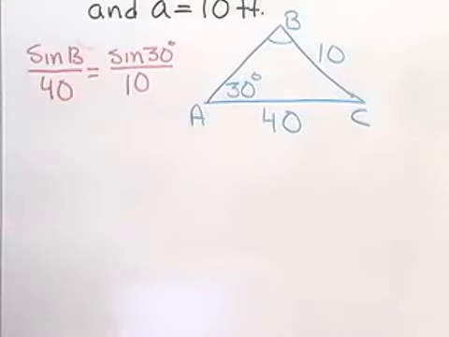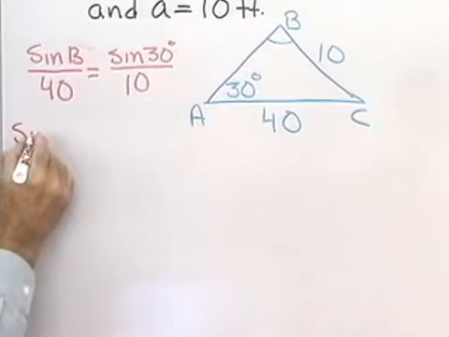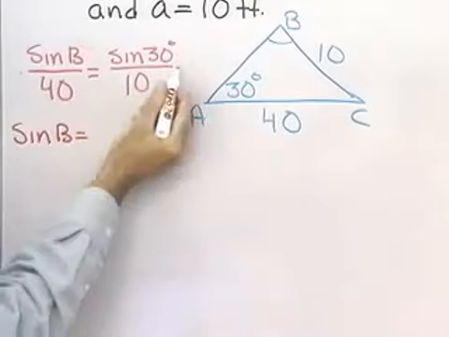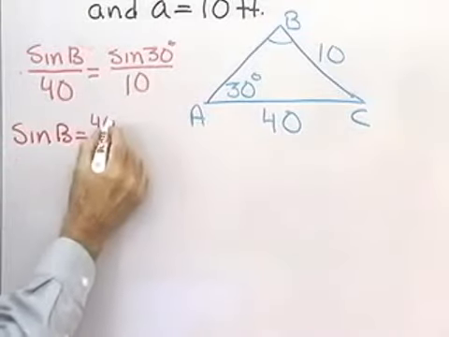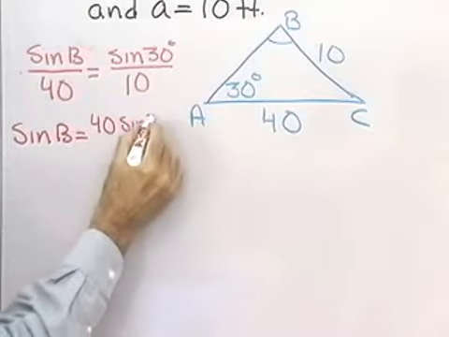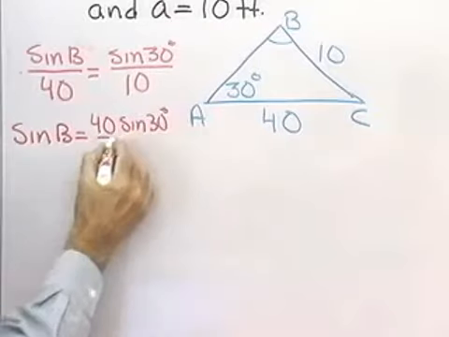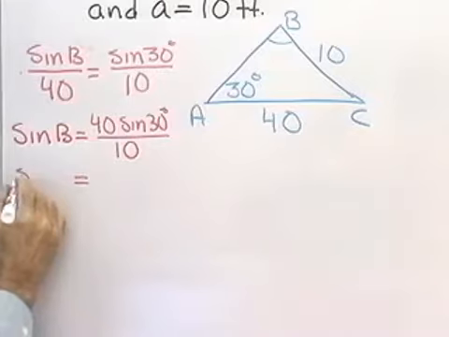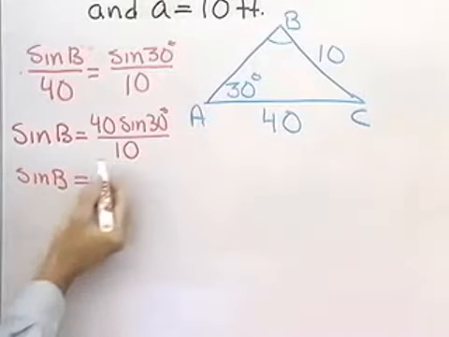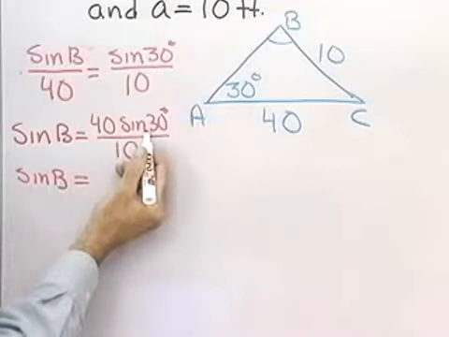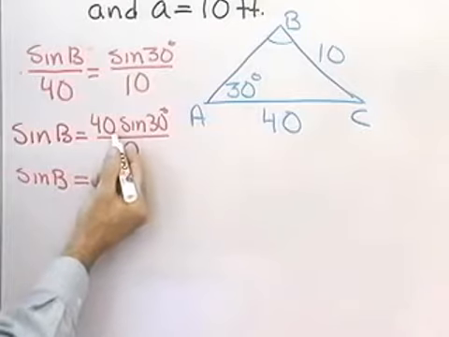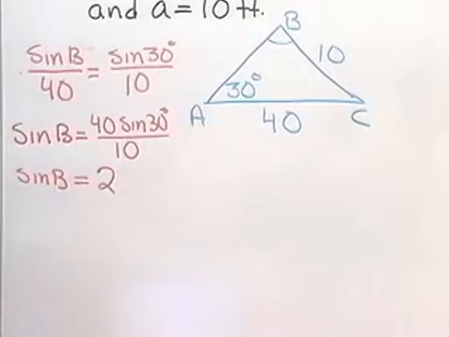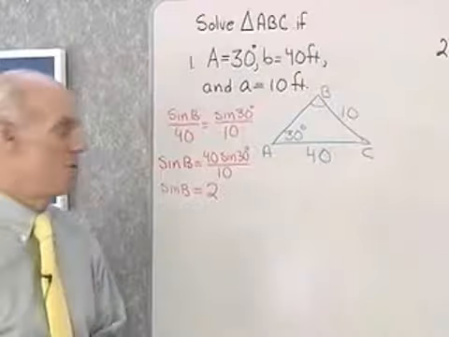I end up with sine B is equal to, I'll multiply both sides by 40, and so I'll have 40 sine 30, all divided by 10. So sine B comes out to be, let's see, sine 30 degrees is just 1/2, times 40 is 20, divided by 10 turns out to be 2. So I end up with sine B is equal to 2.